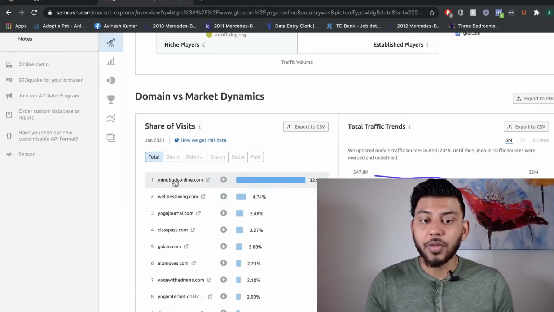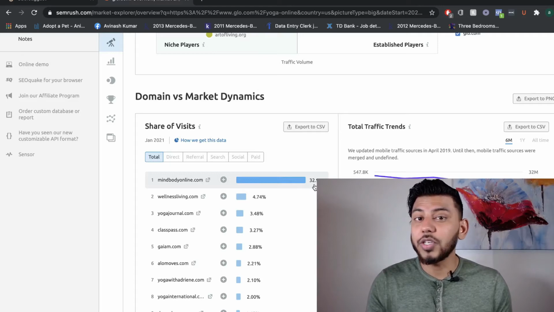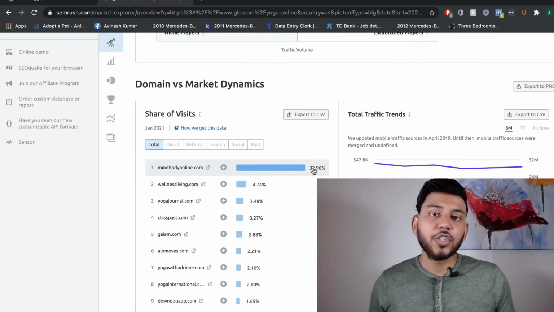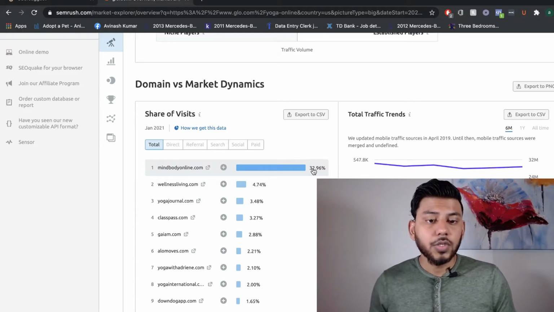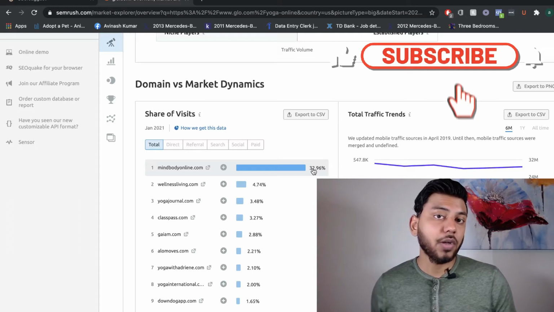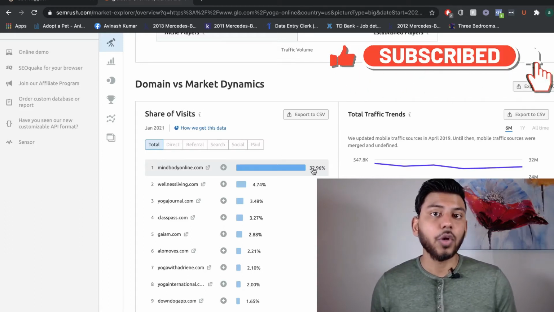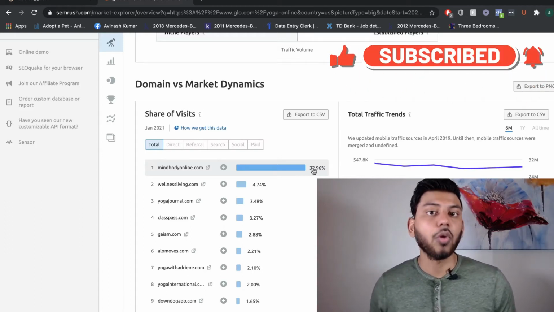So as we can see here, this website is getting over 32% of the website traffic for this course idea, which means you can model your website towards the one that's getting most of the market share, but also you'll find opportunities in which you can improve your website so that you're getting more of that traffic.